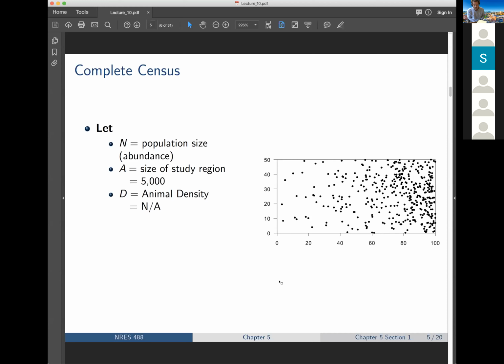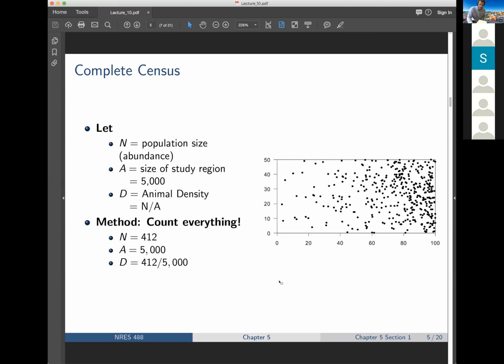All right, so here's some general notation that we're going to use throughout the class. We're going to let N equal our population size. That's going to relate to abundance. So abundance and population size I'll use interchangeably. They mean the same thing in this class. A is the area of our study region. For our example here, our area is 5,000 square units. And then D is going to be the density, and density equals the population size divided by the area.